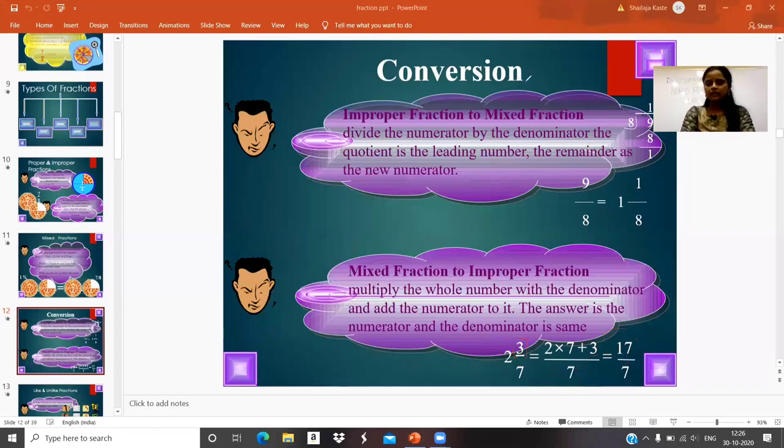In the next class, we will see about like fractions, unlike fractions and more conversions from improper fraction to mixed fraction and mixed fraction into improper fraction.